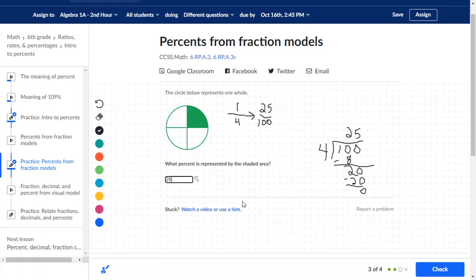And you probably didn't even have to do this over here if you just think about money. You know that there's 4 quarters in a dollar, and if you've got 1 quarter, it's worth 25 cents. That's exactly where this comes from. So we'll check it, and we've got it correct.